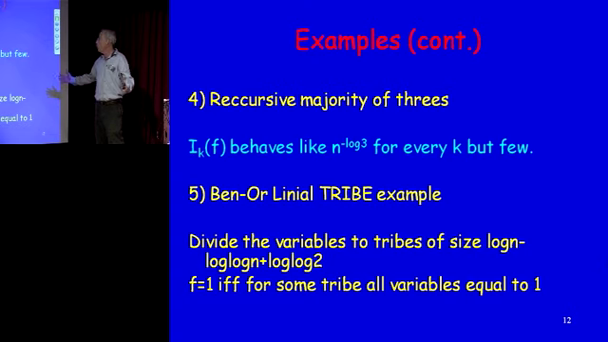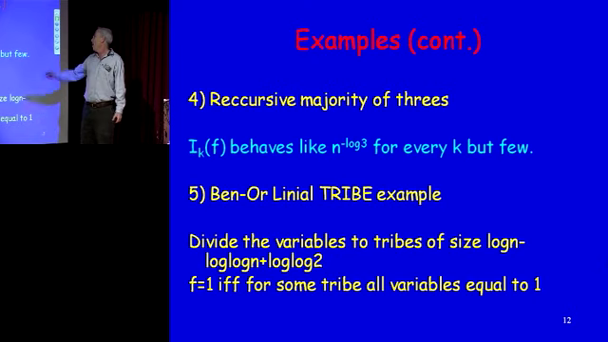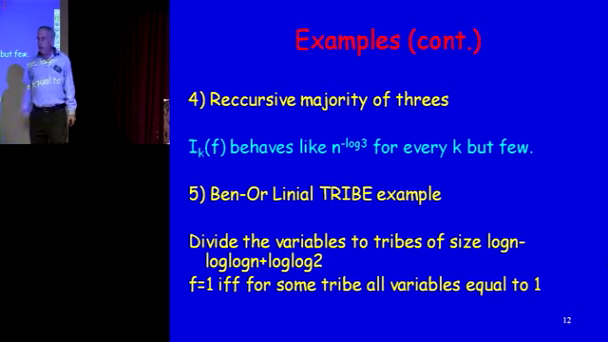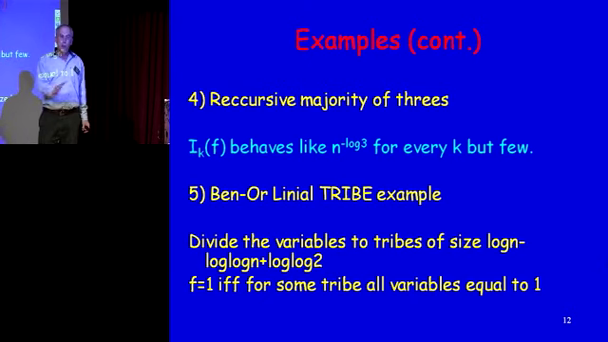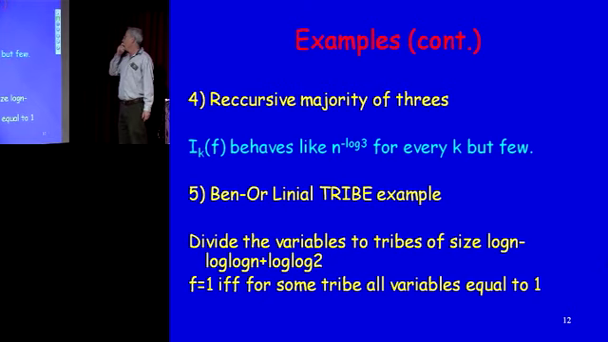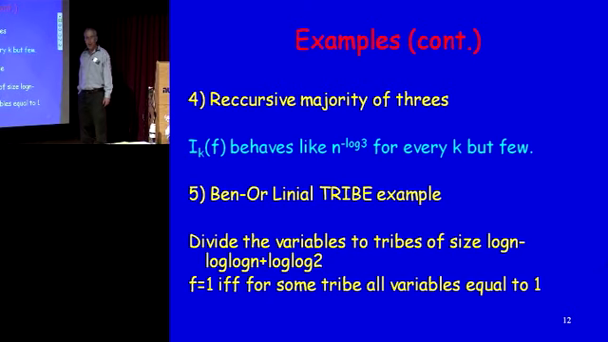So this is the voting rule. You divide your society into parts of size log n minus log log n plus log log 2 precisely, and then the answer to the referendum is yes if there is a tribe such that all the members of this tribe say yes. So this is an example by Ben-Or and Linial. Actually, the recursive majority of 3 is also an example by Ben-Or and Linial from the same paper.